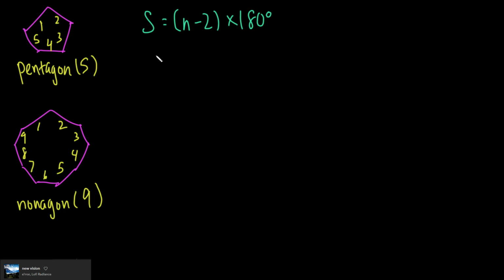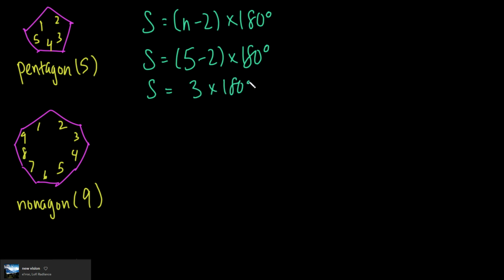So how do we figure out the sum of the interior angles for a pentagon? We can plug into our equation. We can say n equals 5 because that's the number of sides. So the sum equals 5 minus 2 times 180 degrees. We do brackets first because of BEDMAS. So 5 minus 2 is 3, times 180 degrees, which equals 540 degrees. So the sum of interior angles in this case is 540 degrees.